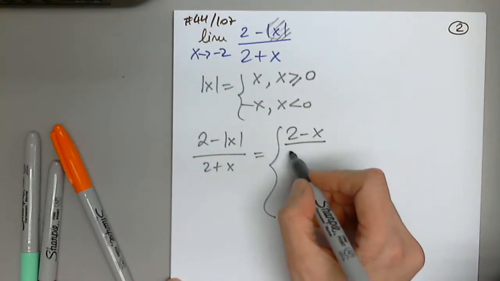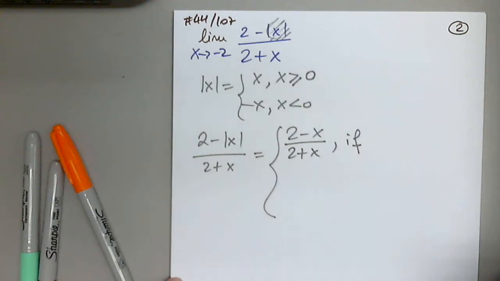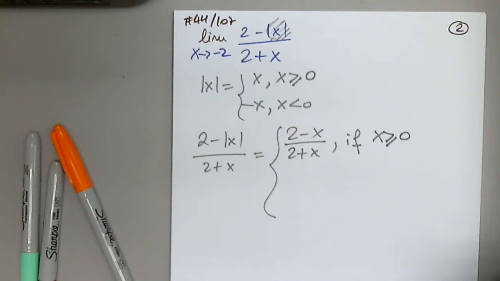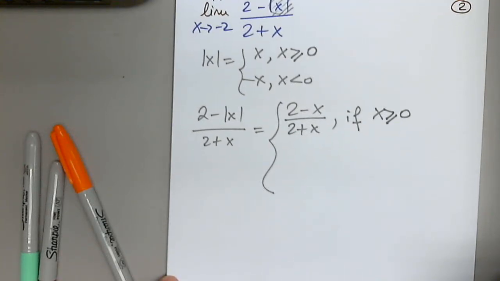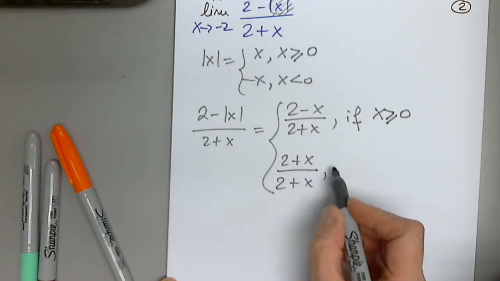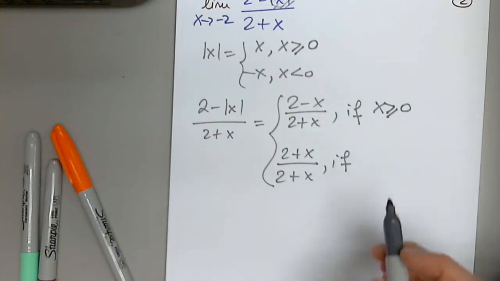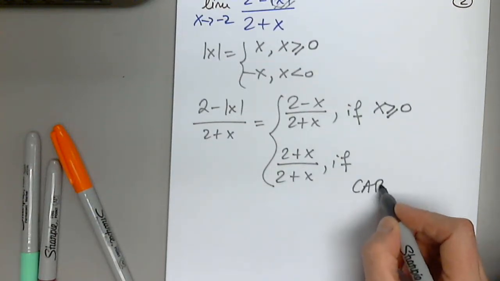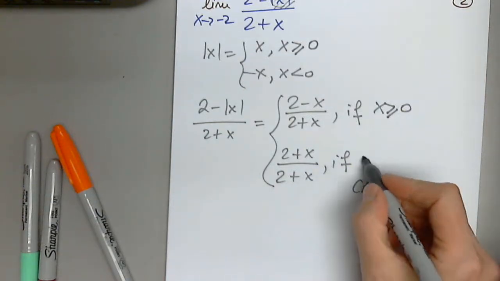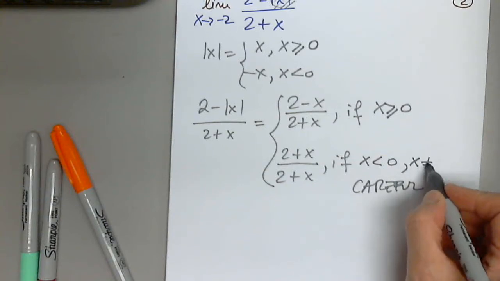2 minus x over 2 plus x, very good, if x is greater than or equal to 0. Excellent. Now the second option, please. 2 plus x, very good. 2 plus x over 2 plus x. Very good. If x is less than 0. Careful. And x is not equal to -2. x must be less than 0, but not -2. Excellent. Yes. x less than 0, however, x not equal -2.